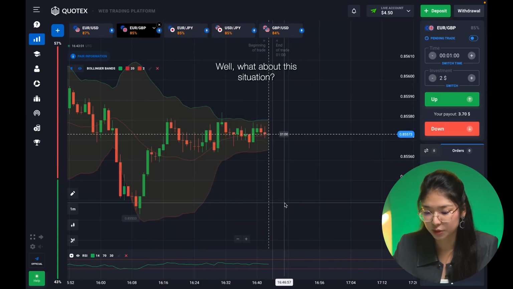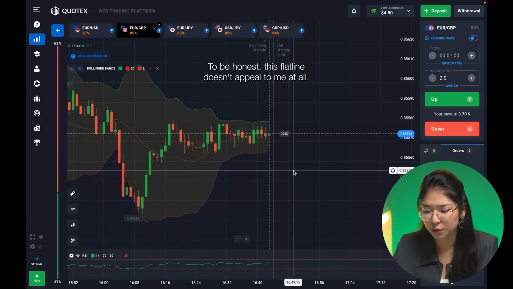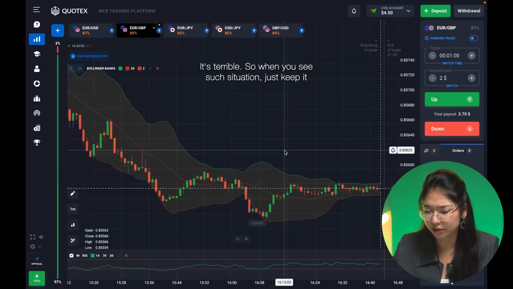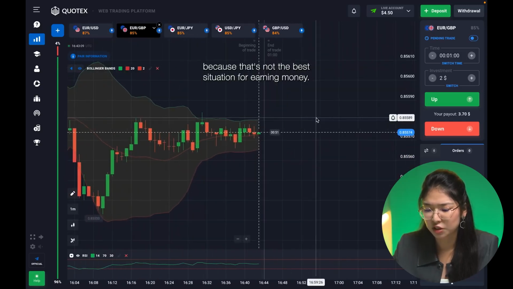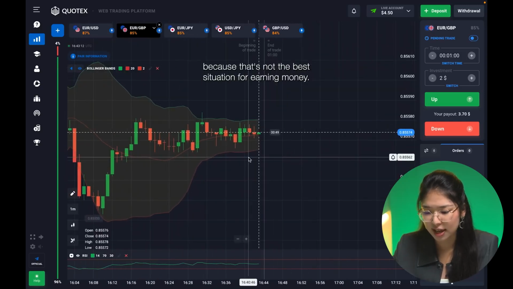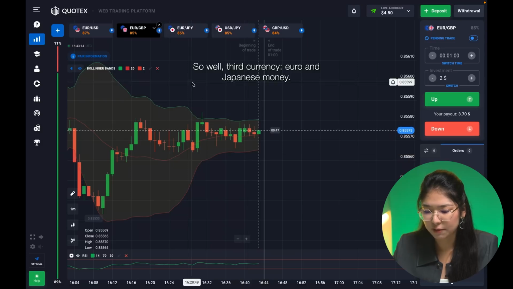So well, what about the situation? To be honest, the flat line doesn't appeal to me at all. It's terrible, and when you see such a situation, just skip it, because it's not the best situation for earning money. And well, third currency, Euro Japanese Yen.